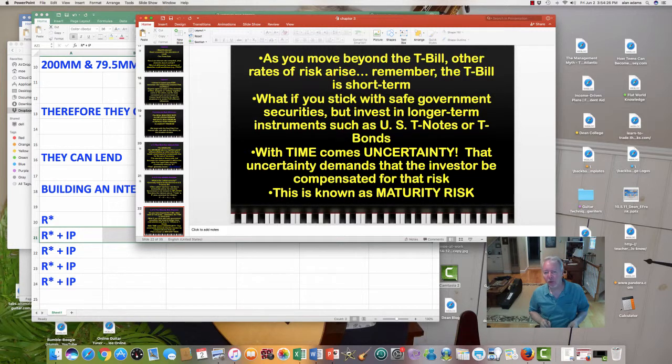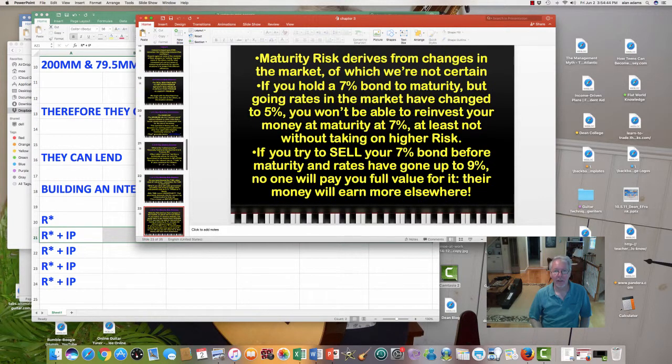Therefore, to induce you to invest in a T-note or a T-bond, a longer time horizon, the U.S. government has to sweeten the pie a little bit with a greater interest rate, okay? And we have a name for that. That's called maturity risk. They have to pay you a maturity risk premium, okay?